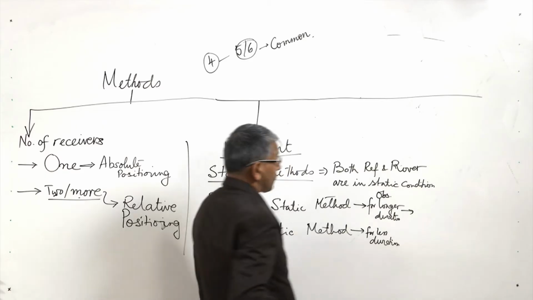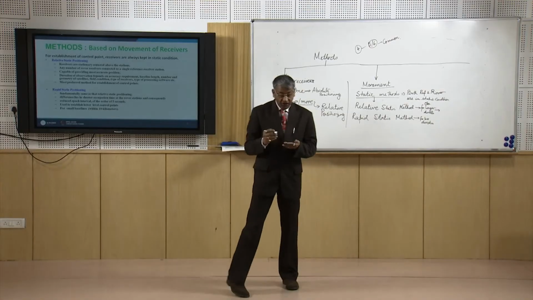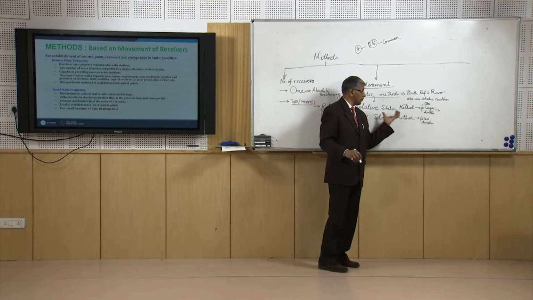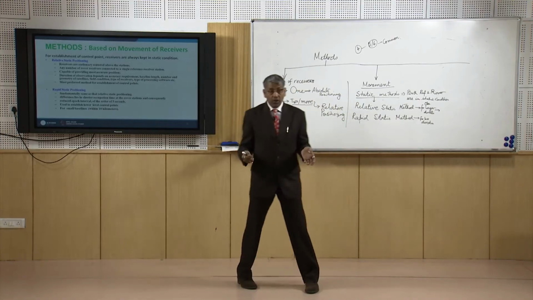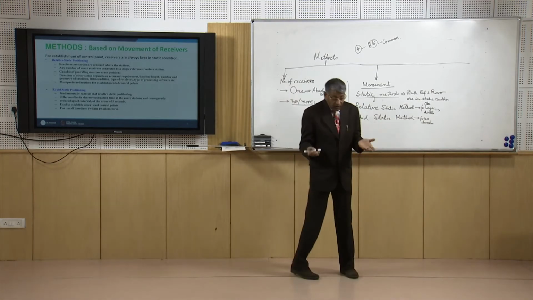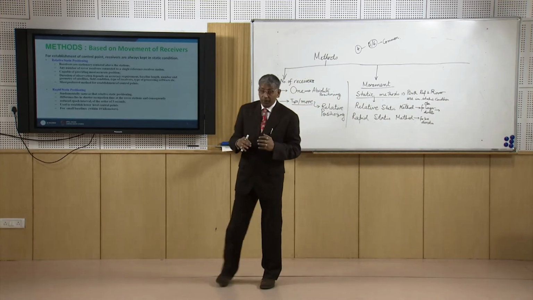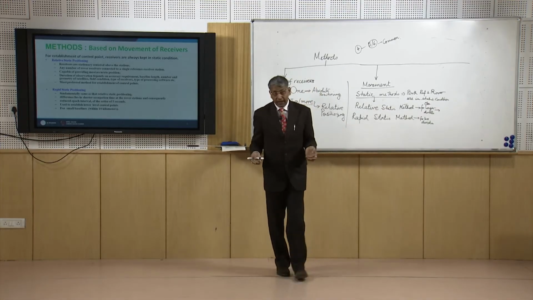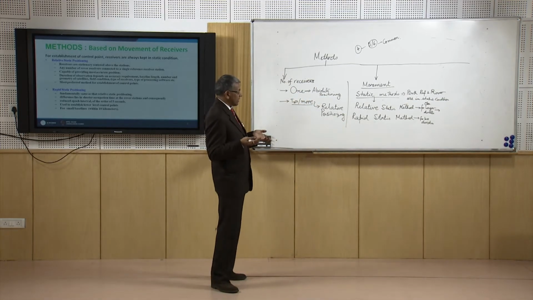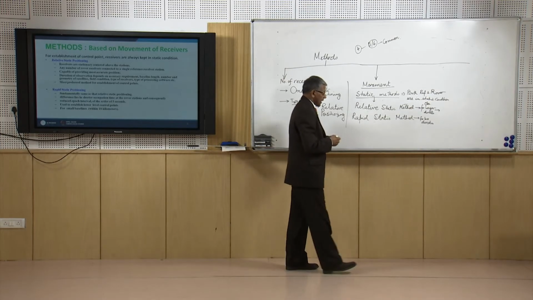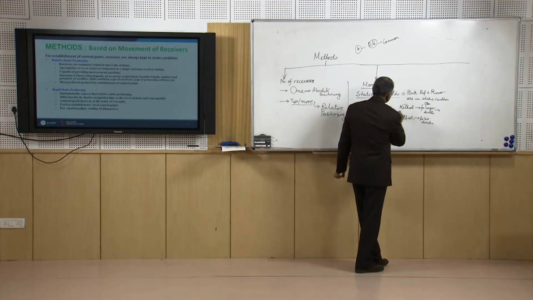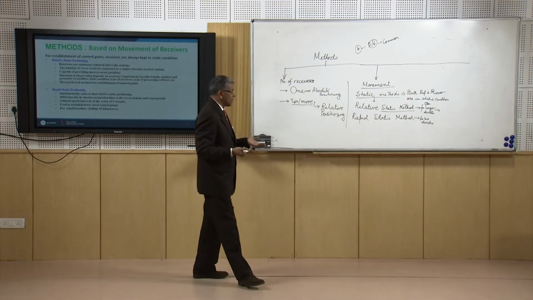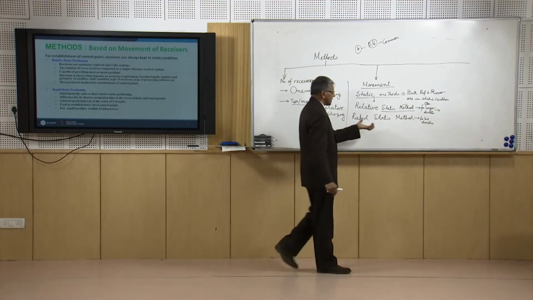Now, whenever we want very accurate control point establishment, we should go for the relative static method. That means the longer the time of observation, the better will be your quality of observation, and subsequently we will be able to arrive at more accurate positioning. And generally in the relative static method also we take our epochs of less duration, maybe 1 second or 2 seconds.